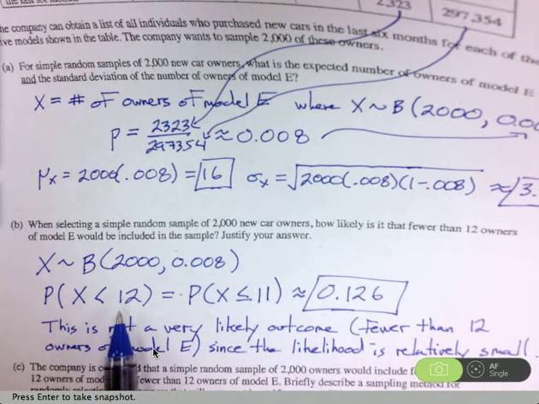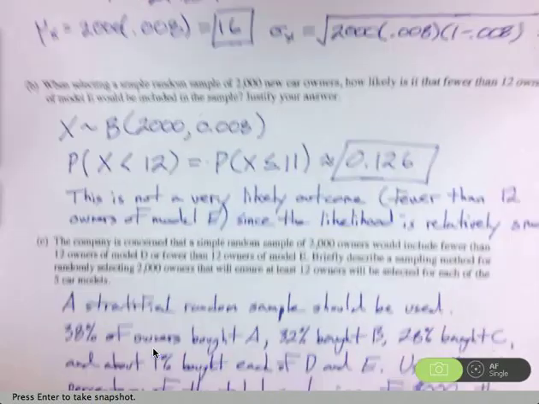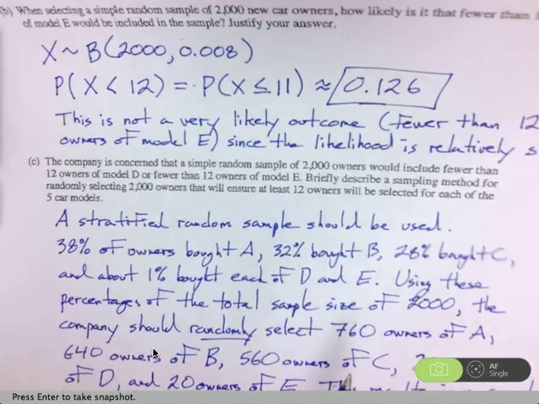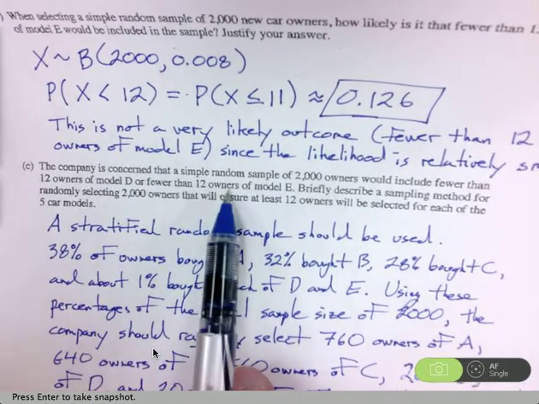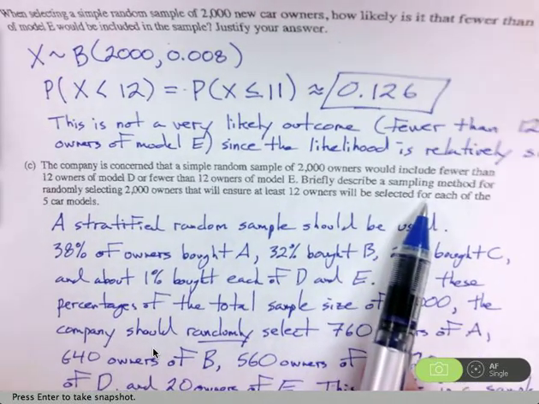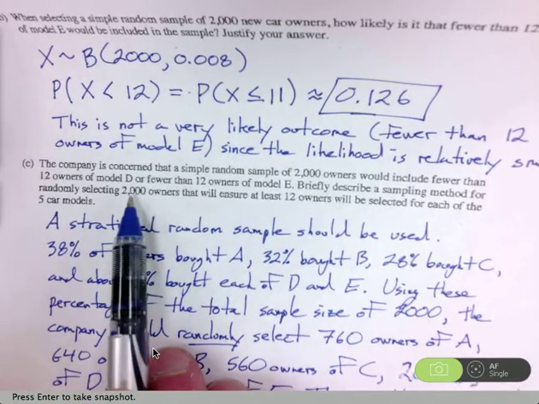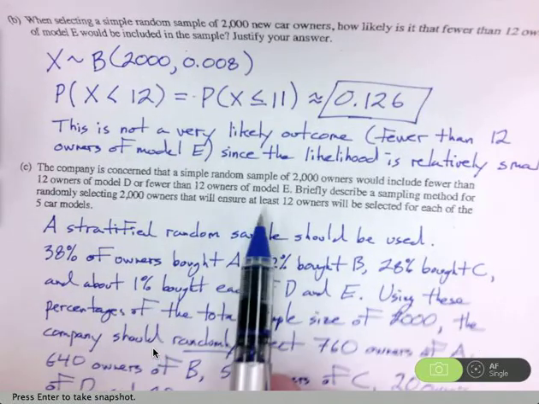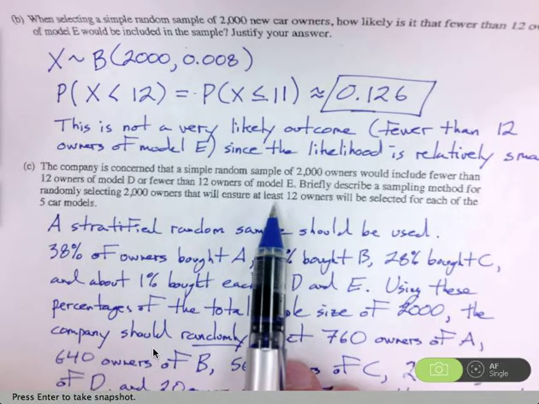if you are concerned about this outcome, then you need to choose your sampling method carefully, and that's what part C of this question is about. The company is concerned that a sample would include fewer than 12 owners of Model D or fewer than 12 owners of Model E. So briefly describe a sampling method for randomly selecting 2,000 owners. My method needs to include criteria to get 2,000 owners, the method needs to be random, and it needs to ensure at least 12 owners for each of the 5 car models.